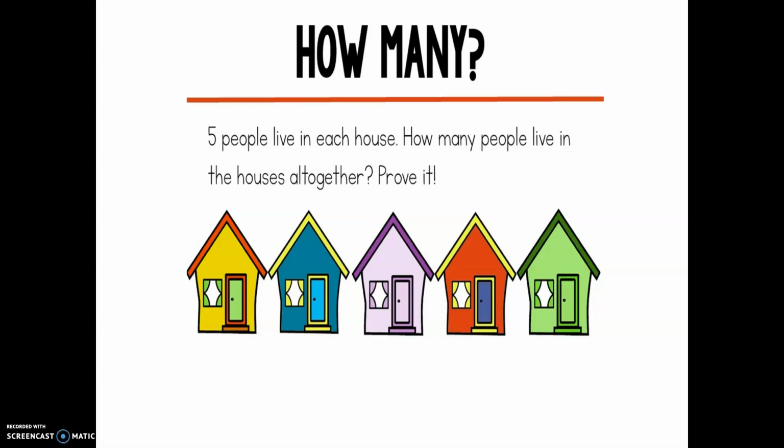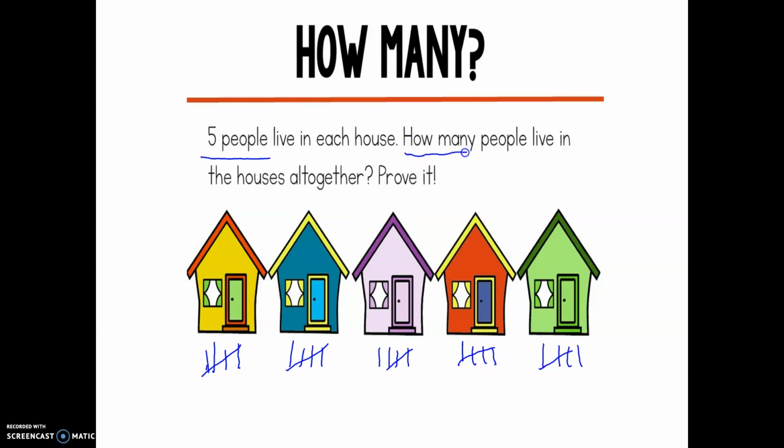Well, they've already drawn the 5 houses. And when I look at the problem, it tells me that 5 people live in each house. So what we talk about at school is making tally marks to represent how many people would be living in each house. So 1, 2, 3, 4, 5. 1, 2, 3, 4, 5. So right now, I have represented with tally marks that there are 5 people in each house.